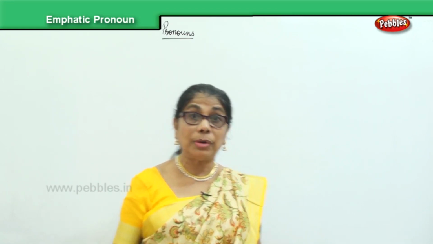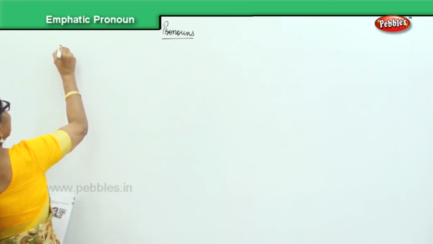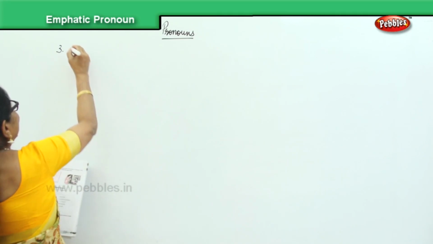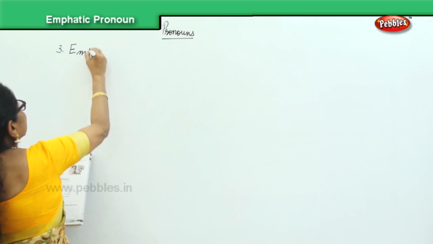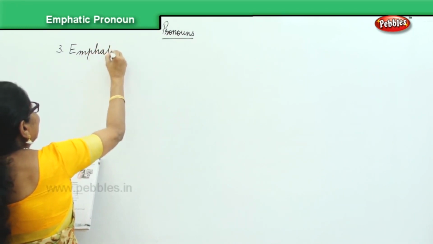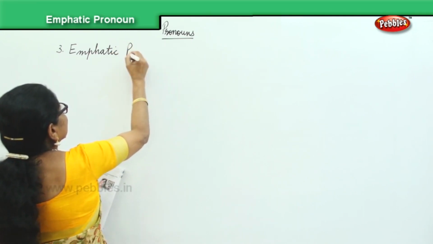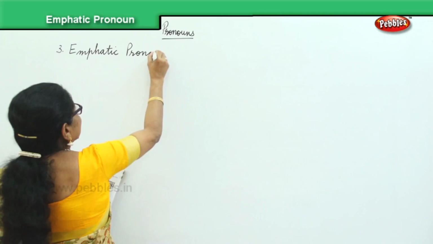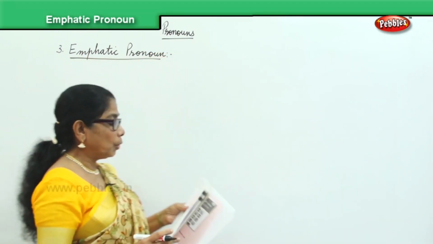Having done personal pronoun and reflexive pronoun, we go to the third one, that is emphatic pronoun, the third kind of pronoun. The third kind of pronoun is emphatic. Emphatic pronoun. Now, what do the emphatic pronouns say?